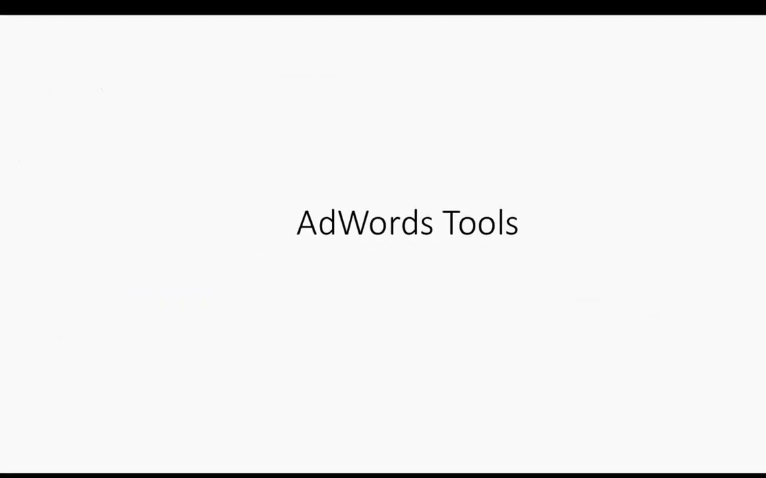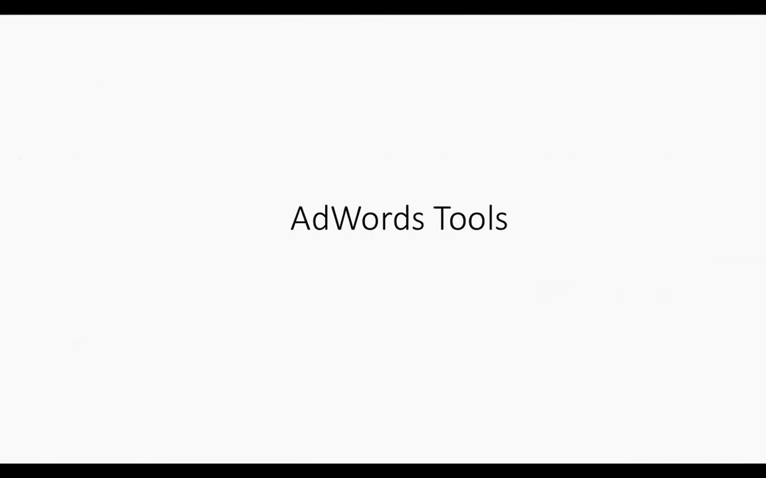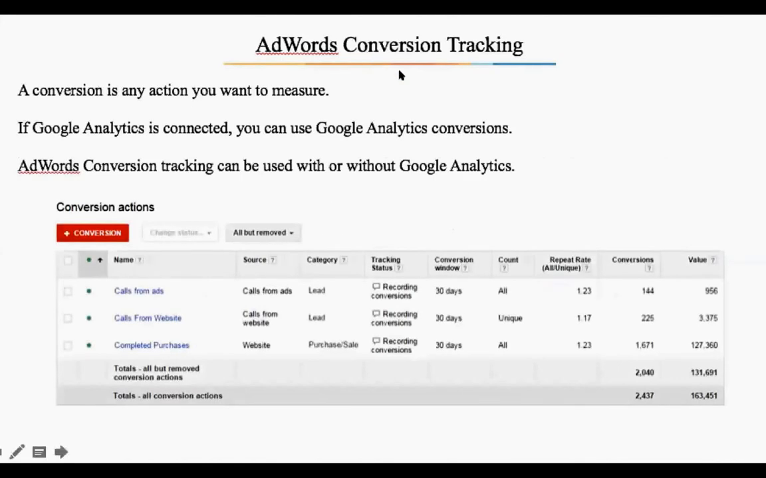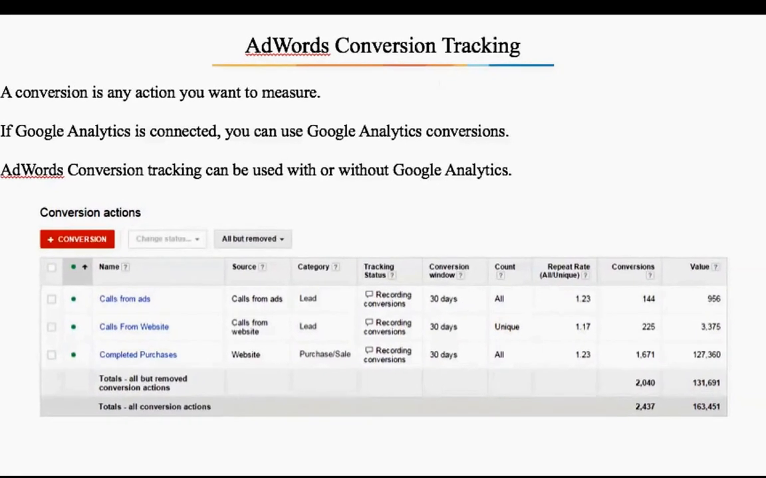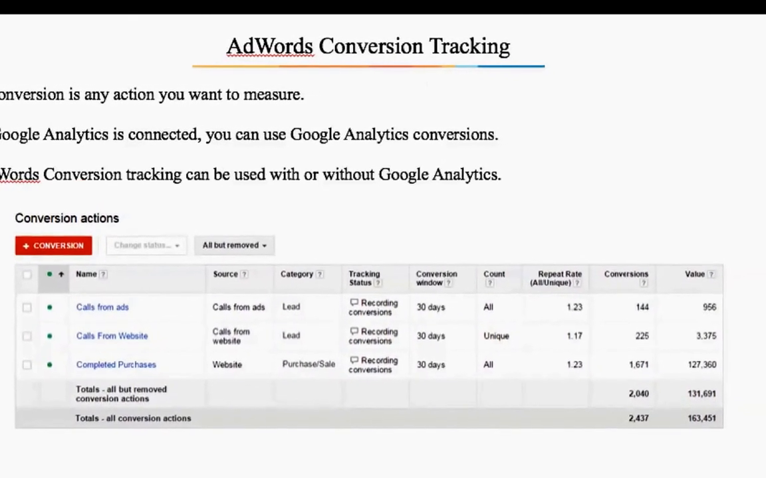Now, there are certain tools, guys, which AdWords does provide. One is conversion tracking. I was showing you that on the top. In the tools section, you have to punch in details regarding what conversions, what is your definition of conversion? Is it a form fill up? Is it a sale on your website? Is it a call? Or is it a video view and so forth? So this is one of the tools.